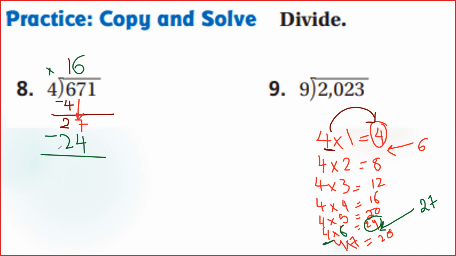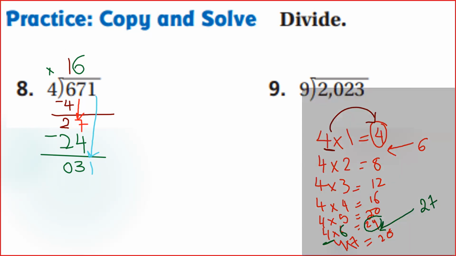Now, 27 minus 24. Yeah, let's subtract. 7 minus 4, 3. And 2 minus 2, 0. Now, did I finish? No, I must call down. Bravo. I will call down number 1. Now, let's continue here. 31 divided by 4.